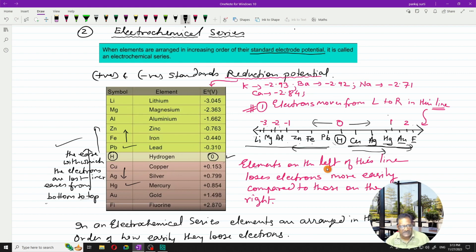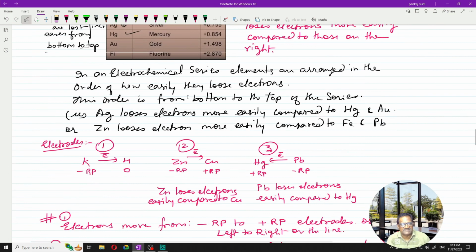Now what will this electrochemical series help you with, let me tell you. Now that you know what electrochemical series is, you can understand this one point. In an electrochemical series, elements are arranged in the order of how easily they lose electrons. The order is from bottom to top of the series. Example: if you take silver in comparison to mercury and gold, silver loses electrons more easily than mercury and gold. Why? Because silver is at a higher place compared to mercury and gold.